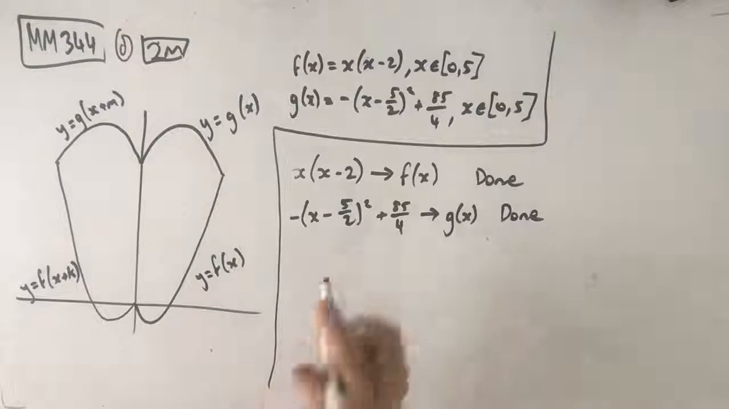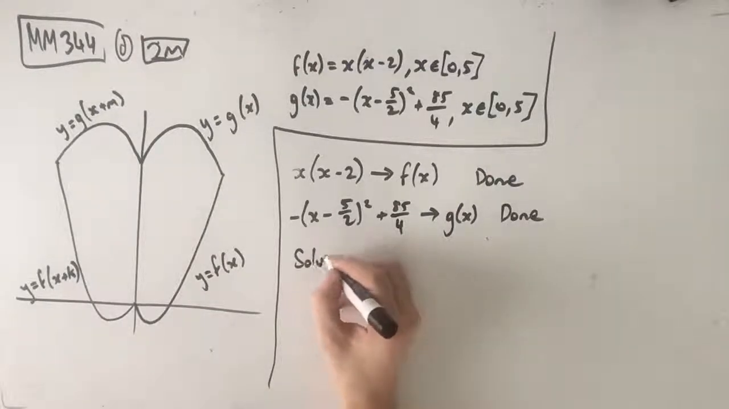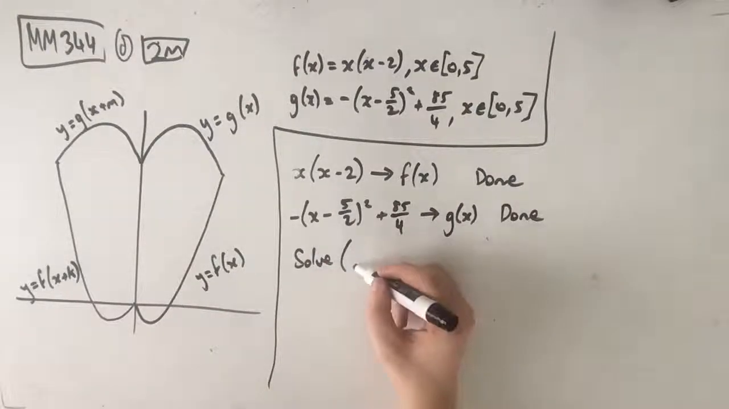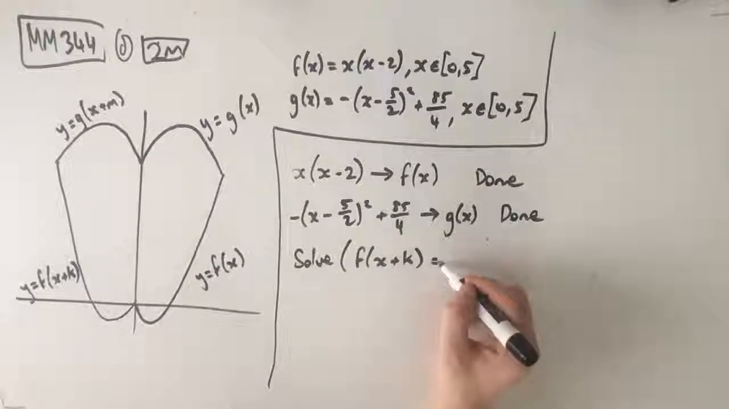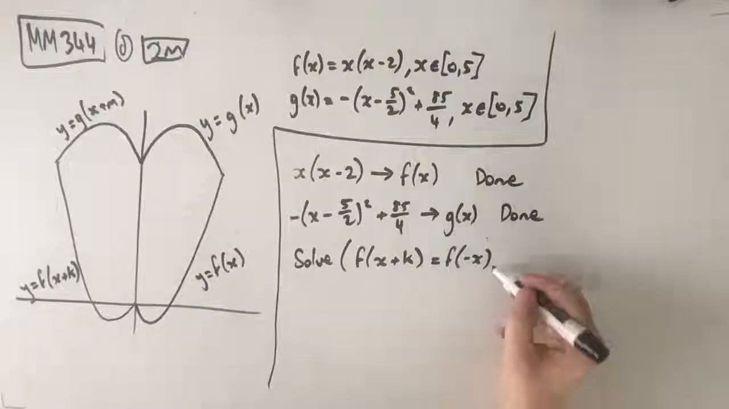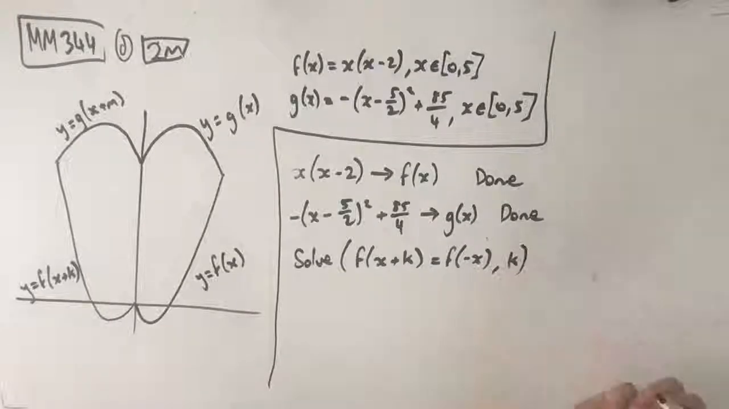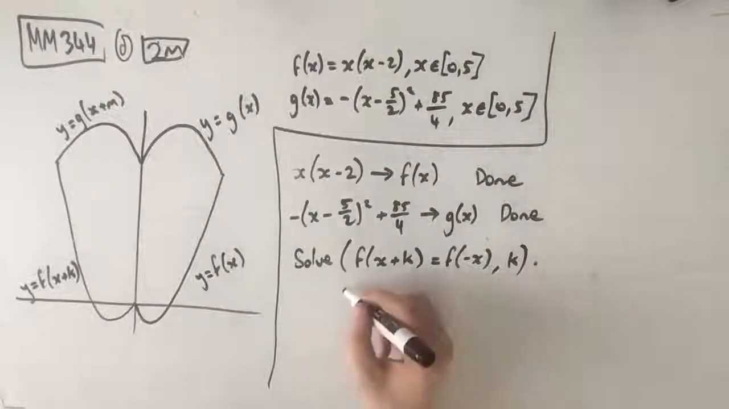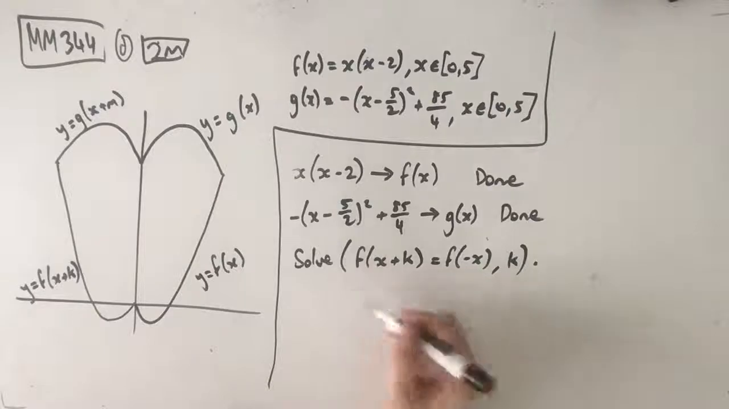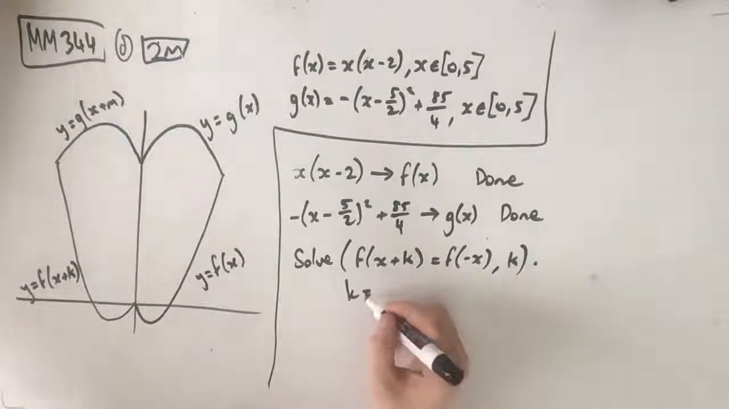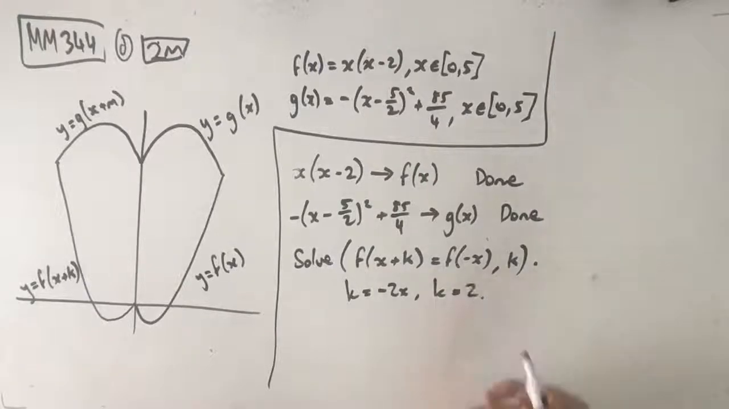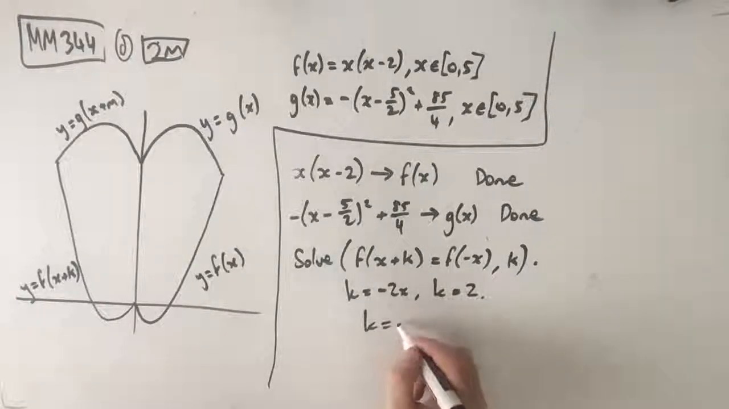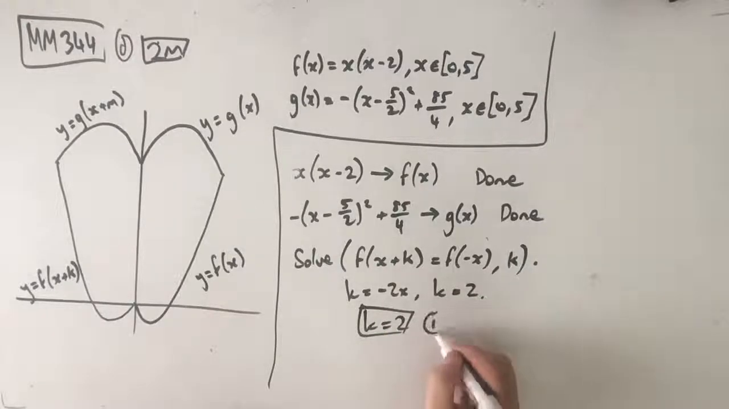And then what I would do is say solve, so menu 3.1, solve, f of x plus k equals f of negative x for k. Enter. Now this should give you k equals negative 2 or k equals 2. Now because k is a positive real constant, k must equal 2. So that's your first mark.